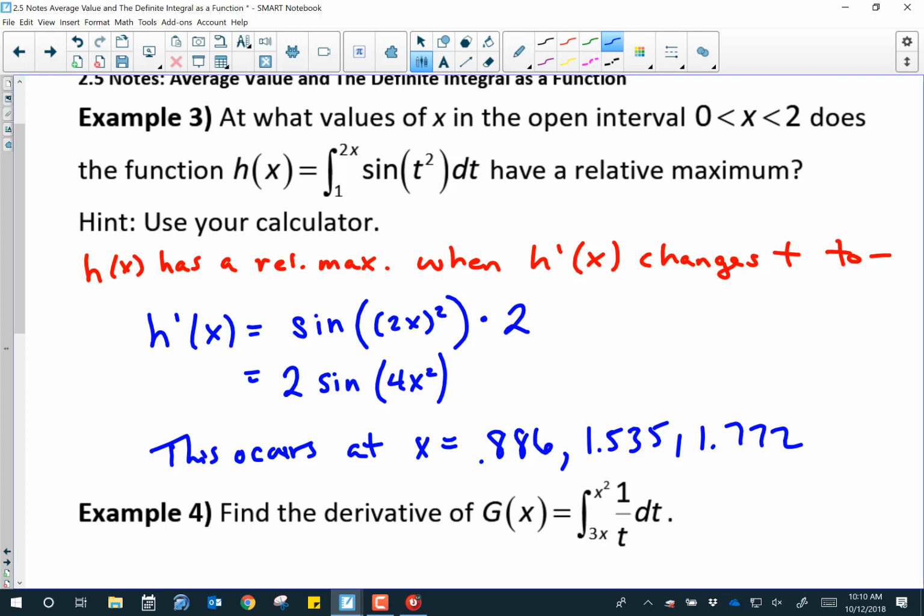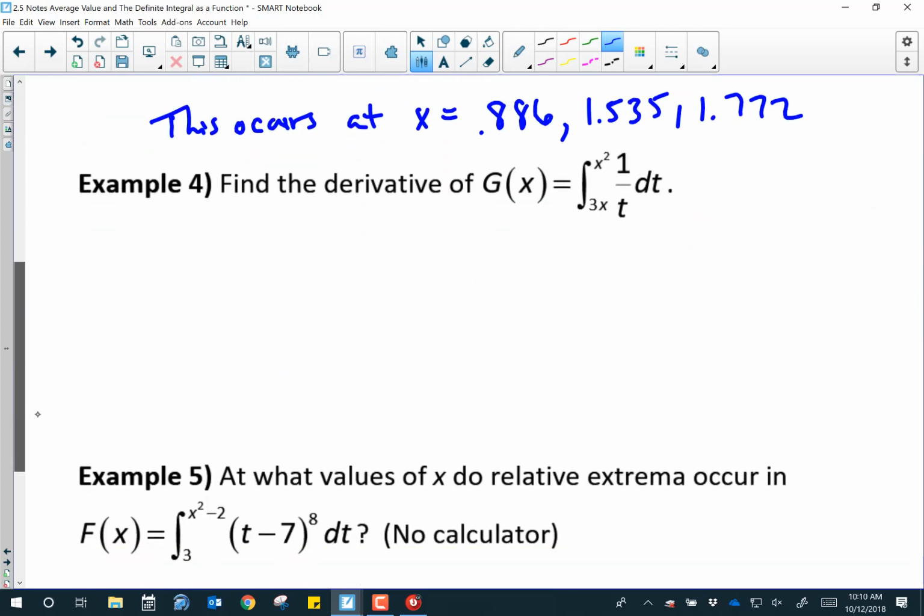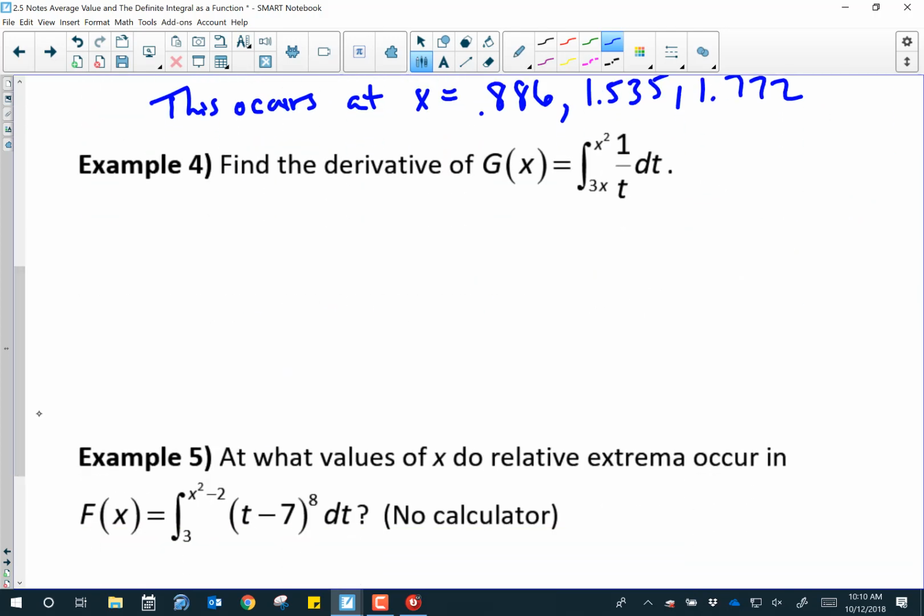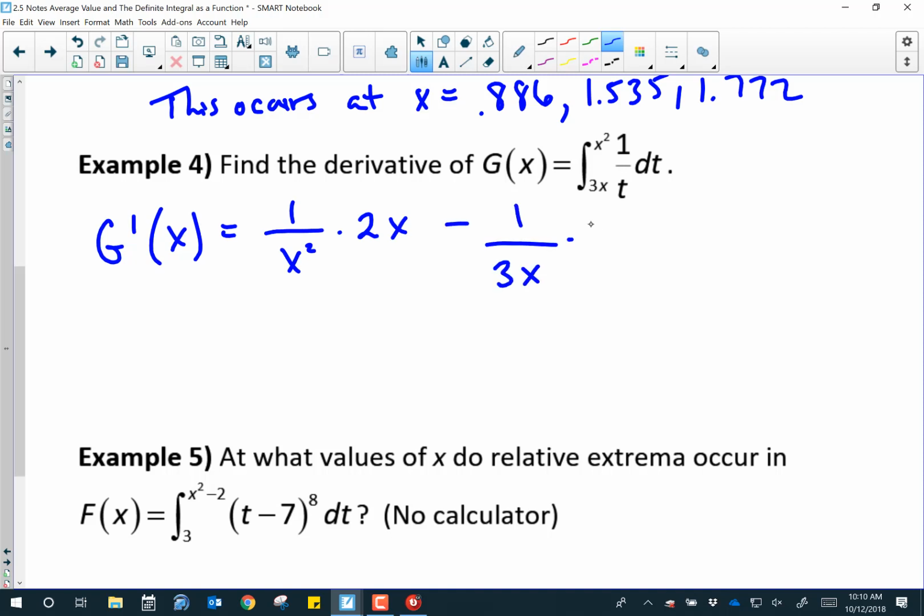All right, example 4, find this derivative. Find the derivative of g of x. This is one where I have a function of x in both the upper limit and the lower limit. If I'm finding g prime of the integral, we don't have to integrate that. We're just going to evaluate 1 over t at x squared, times the derivative of x squared, minus evaluate at 3x times the derivative of 3x.